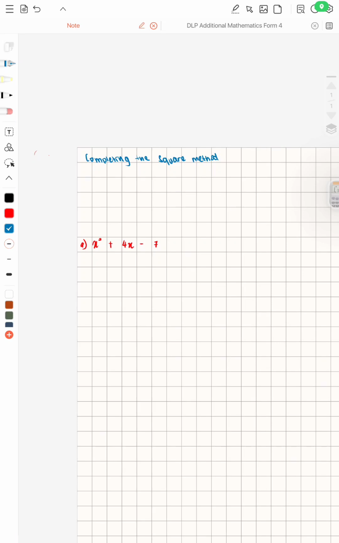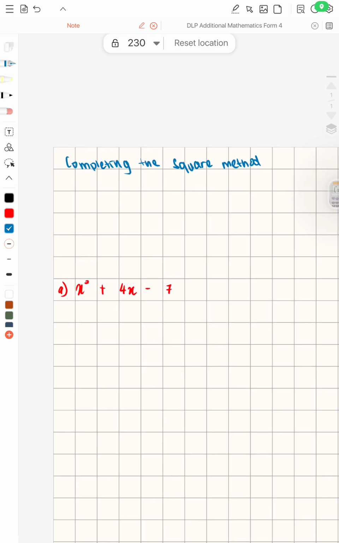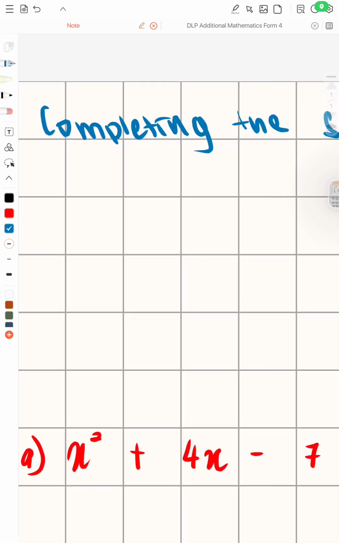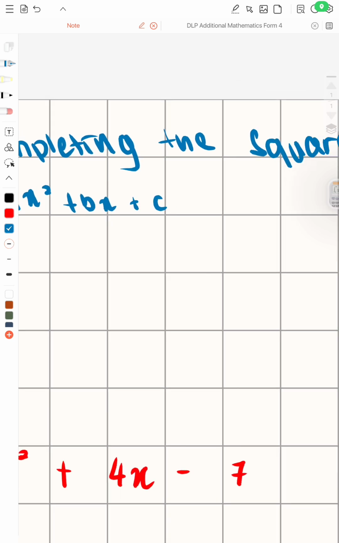Hello, so for this video, we're going to learn the completing the square method. Usually the completing the square method is used for quadratic equations. For quadratic equations, you have two methods of solving the equation. This is the general formula for a quadratic equation.